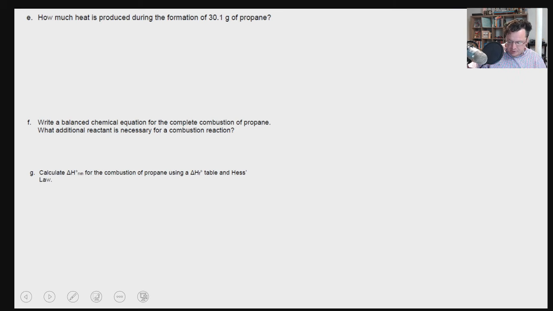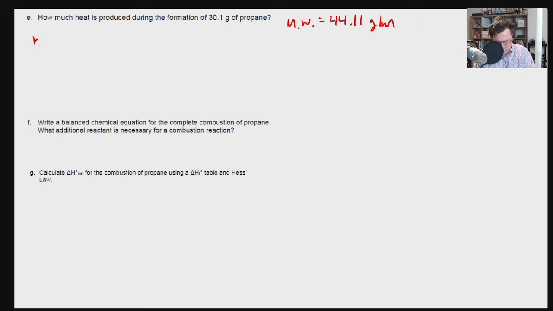Part E, how much heat is produced during the formation of 30.1 grams of propane. Very similar problem. Now it's just flipped. The first thing we want to do is figure out how many moles 30.1 grams of propane is. The molecular weight of propane is 12.01, the mass of carbon, times 3, plus 1.01 times 8, the mass of the hydrogens. That comes out to 44.11 grams per mole. That's the molecular weight.